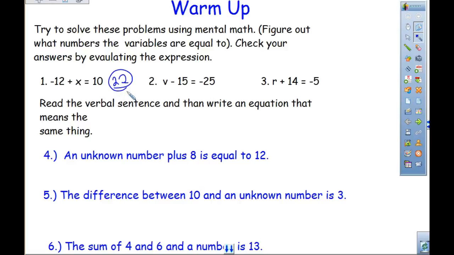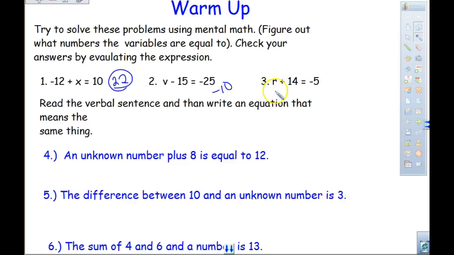If I'm looking at that next equation, and I take something and subtract 15 and get a negative 25, what number might I be looking at, Gavin? Negative 10. Negative 10 minus 15, or plus a negative 15, gives us negative 25. Again, if you didn't see that, don't worry about it. We're going to get to problems like these as we look at solving them.